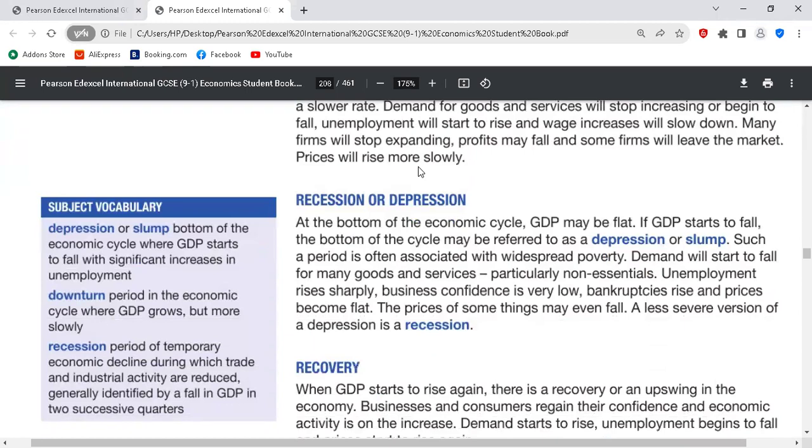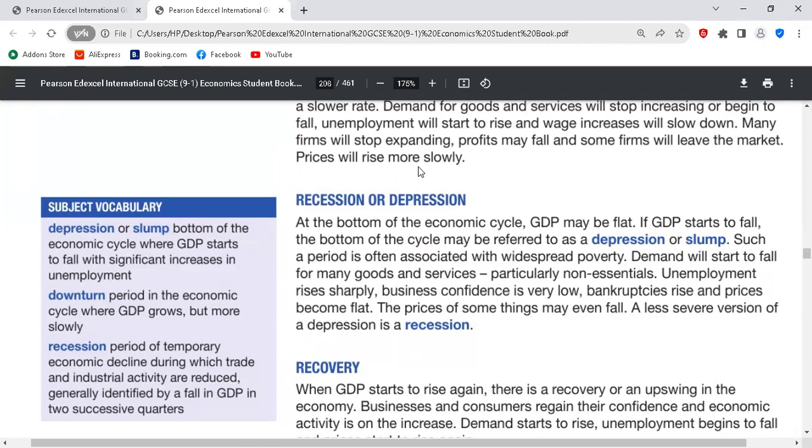At the bottom of the economic cycle, GDP may be flat. If GDP starts to fall, the bottom of the cycle may be referred to as depression or slump. Such a period is often associated with widespread poverty. Demand will start to fall for many goods and services, particularly non-essentials. Unemployment rises sharply. Business confidence is very low. Bankruptcies rise. Prices become flat. The price of some things may even fall. A less severe version of a depression is a recession.